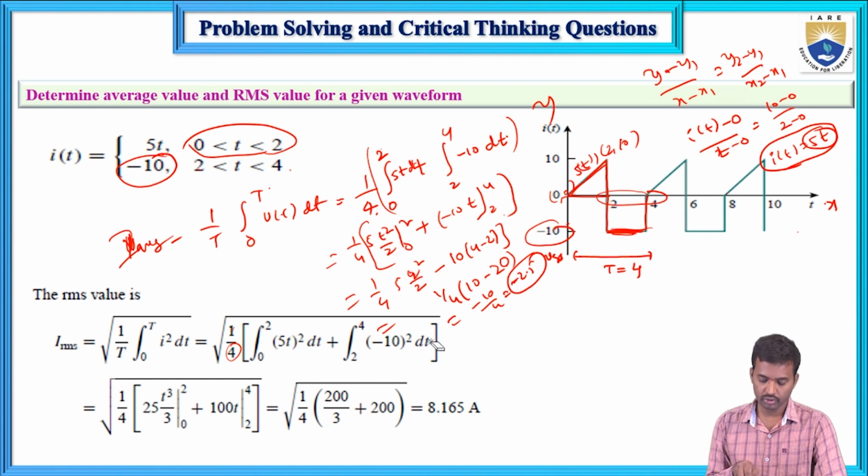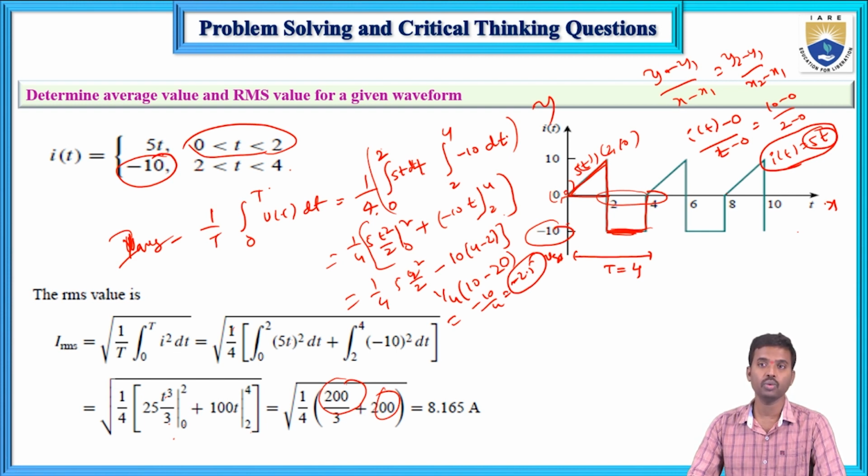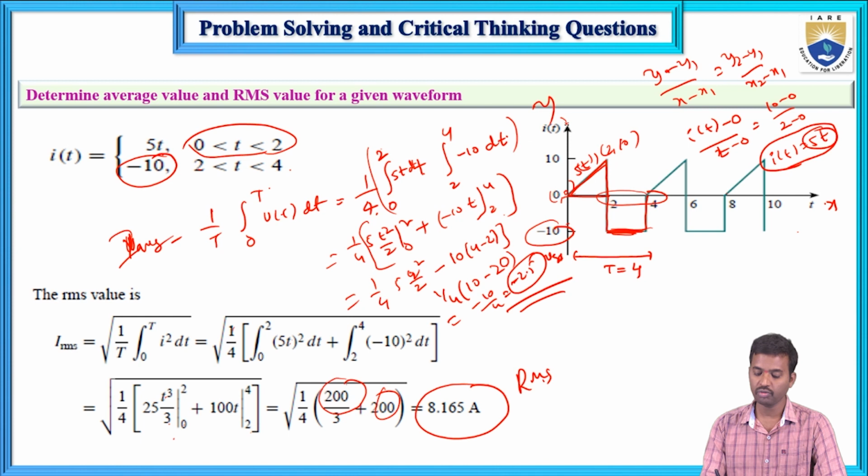So 10 square. Now if you substitute, 5 square means 25, t square integration is t cube by 3, between 0 to 2 limits, and this one is 100, and integration of 1 is t, in between 2 to 4. Substituting, t cube means 2 cube, 1 by 4, 25 into 8 divided by 3, 25 into 8 means 200, and next 100 into 4 minus 2, that equals 2 into 100, that equals 200. The final value is square root of 1 by 4 into 200 by 3 plus 200, which equals 8.165 amperes. So this is the average value, and this one is the RMS value for this current waveform.